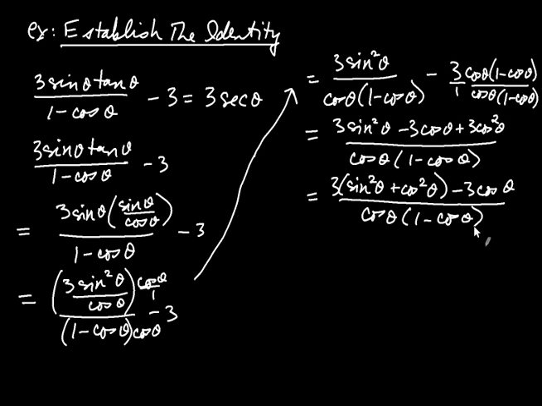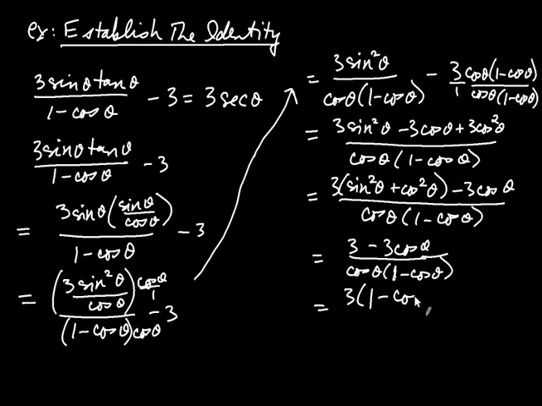Now, why did we do that? Because sine squared theta plus cosine squared theta, using an identity, is equal to 1. So it's basically 3 times 1, or just 3. And then you still have minus 3 cosine theta divided by cosine theta, 1 minus cosine theta. And now I'm going to factor 3 out of both of these. So it's 3 times 1 minus cosine theta over that denominator, cosine theta times 1 minus cosine theta.